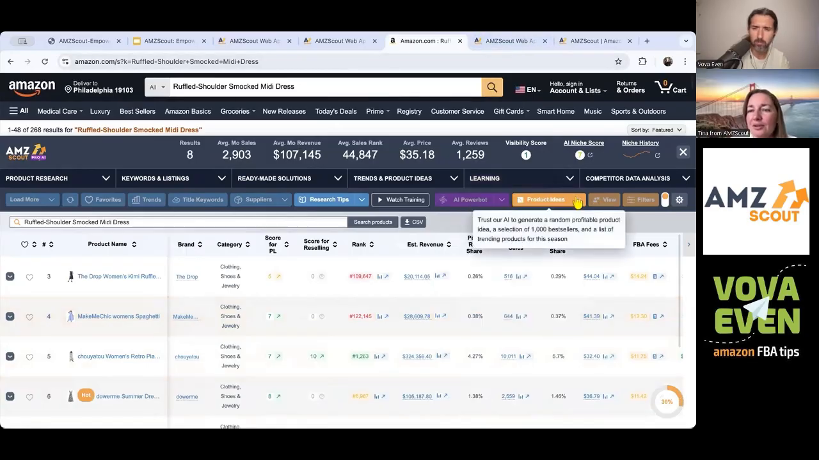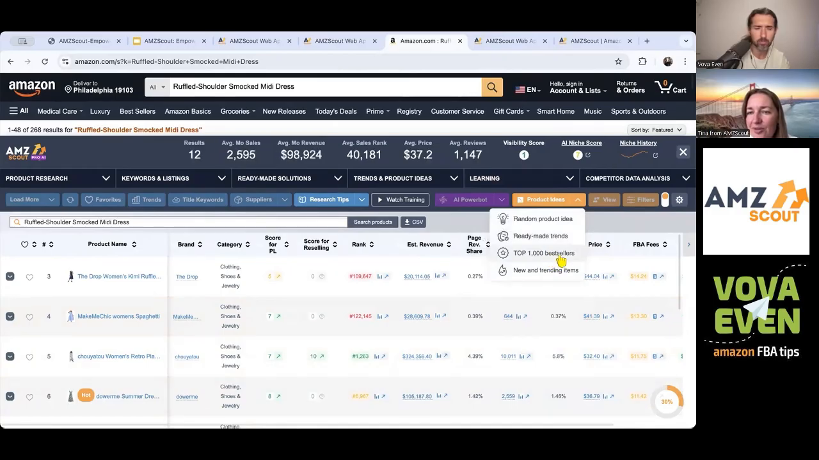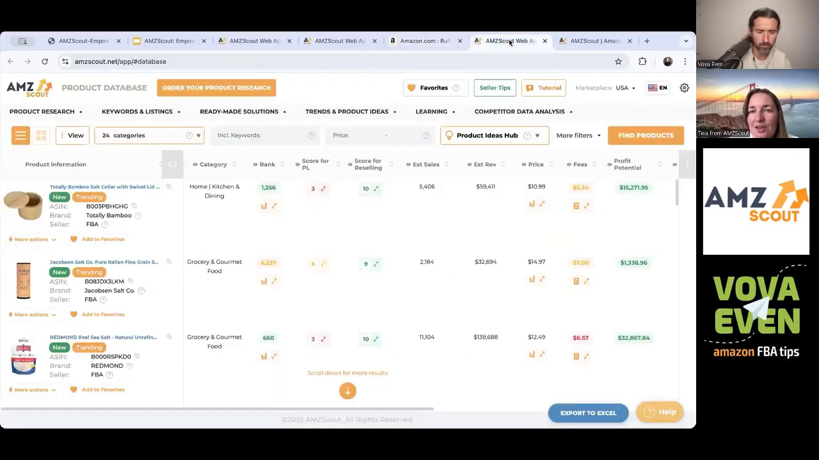But it also has some other ideas like top 10, top 1,000 bestsellers in this category, ready-made trends that we generate ourselves, and trending items. So it will redirect you to our web application. Those are the new and trending items from different categories. We'll talk about that later because it also has a lot of filters and explanation to do.